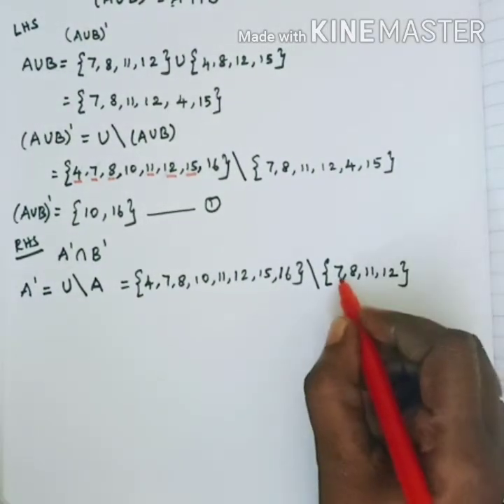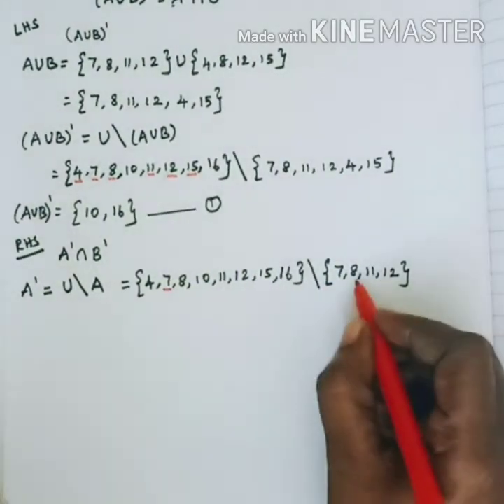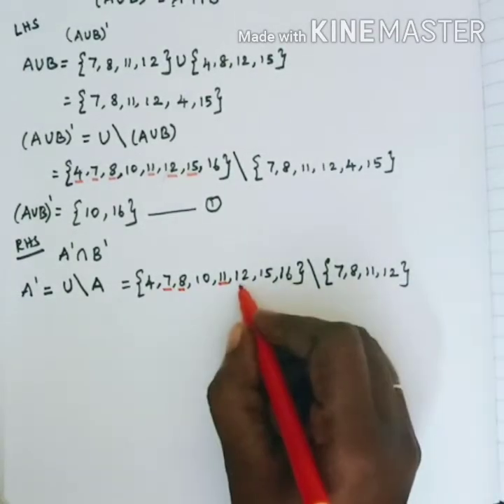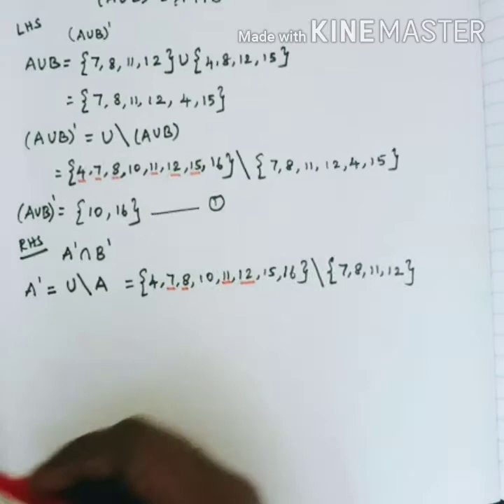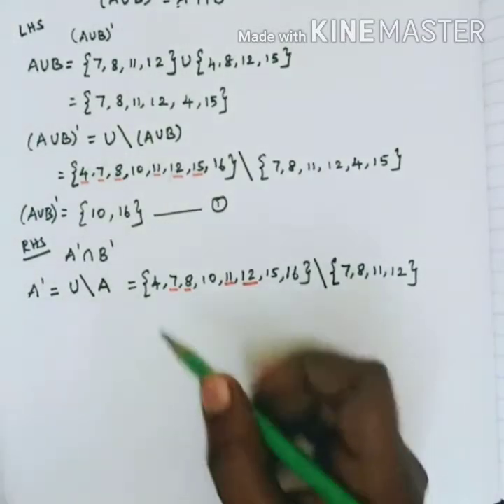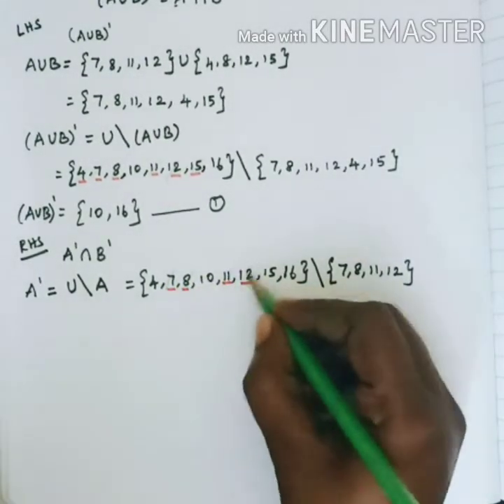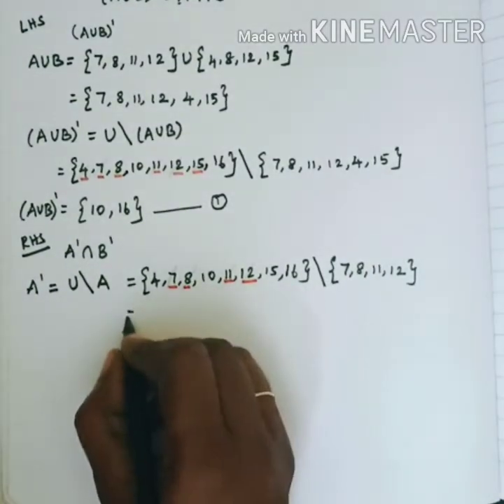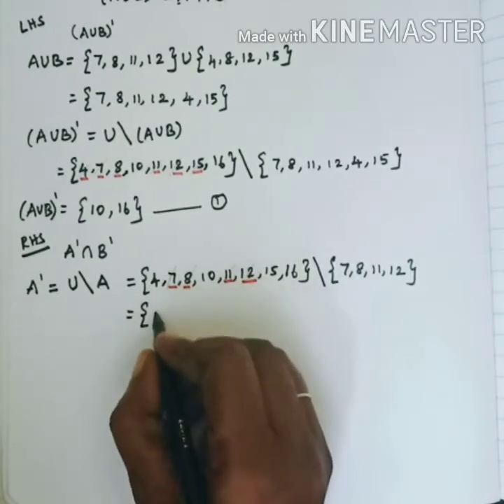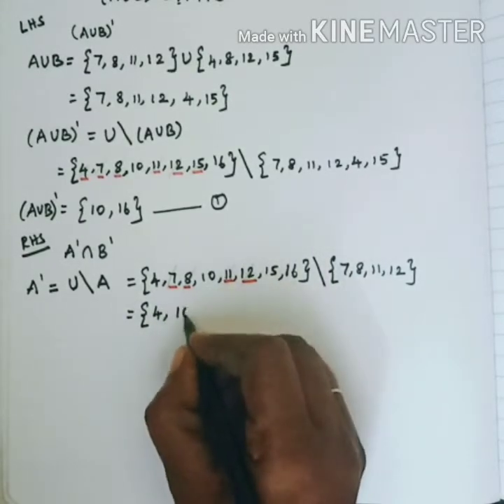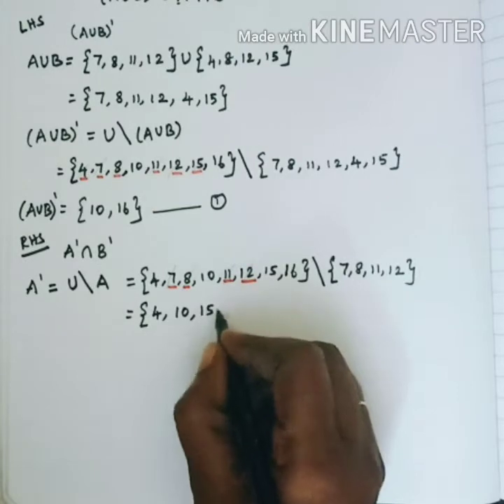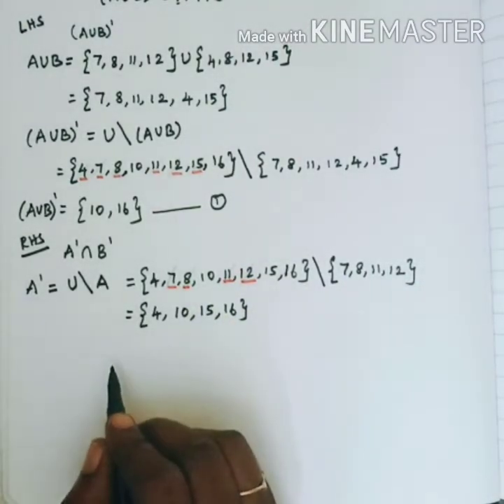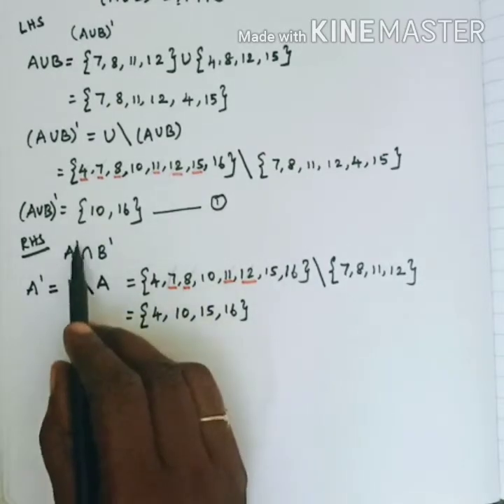So here 7 is the common element, 8 is also a common element, 11 is also there, and 12 is also there. So you have to omit these elements in the first set. So 7, 8, 11, 12, omit these elements and write the remaining elements. The remaining elements in the first set are 4, 10, 15, 16. Now we have found A'.